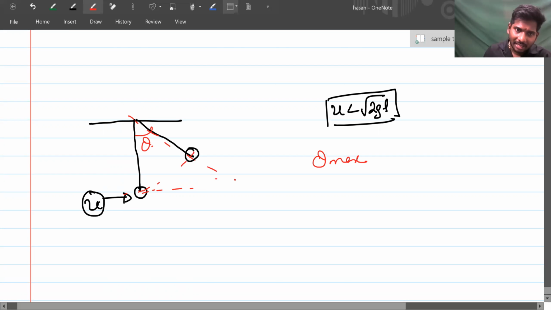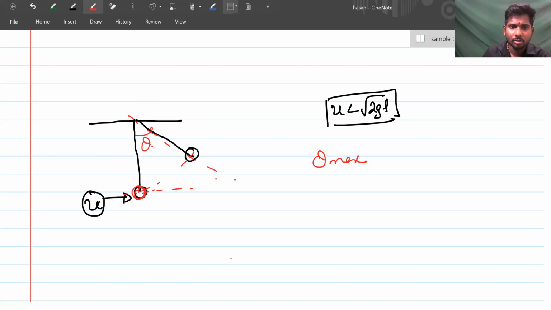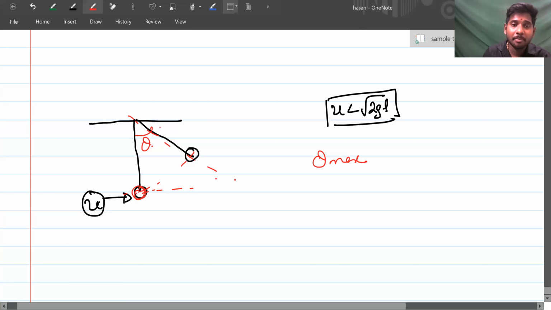At this point, the velocity given is u. Just try to solve this question. I'll help you out, but just try to approach this. Initially it is given u, and when it reaches that point, what is the angle? Maximum angle means the velocity will become zero here, right? Otherwise, with some velocity it will still go further. If its velocity becomes zero here, what is the maximum theta it can traverse?